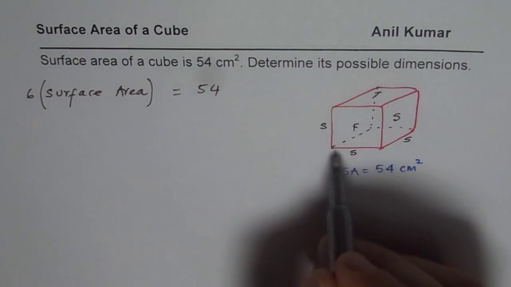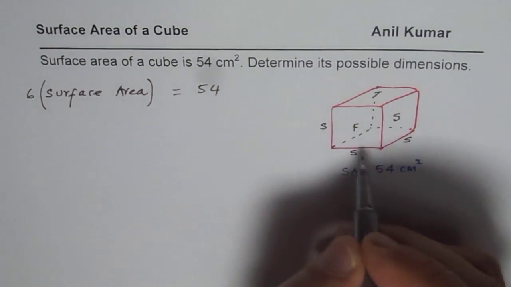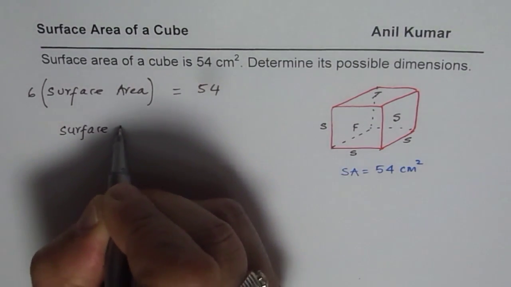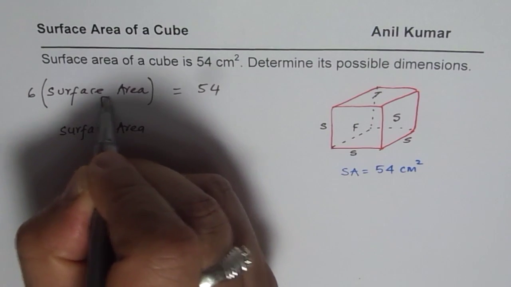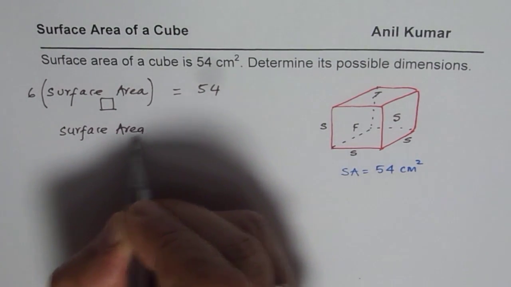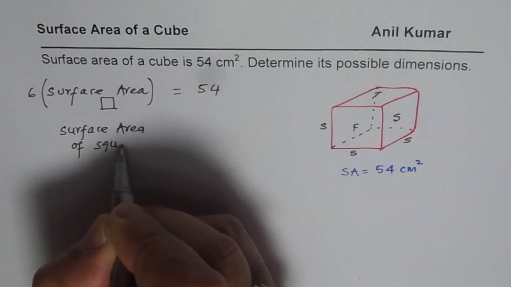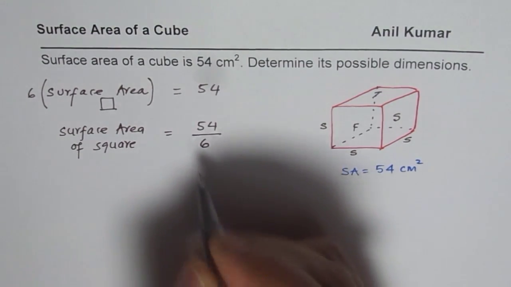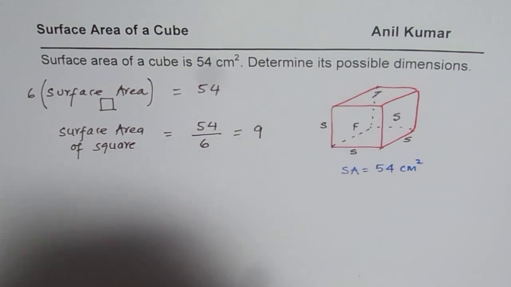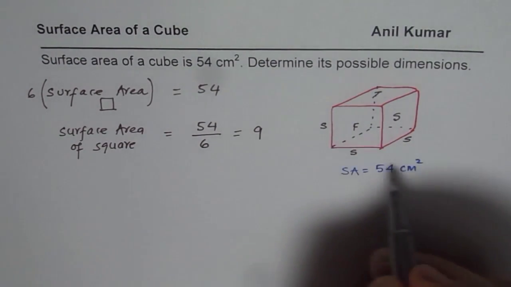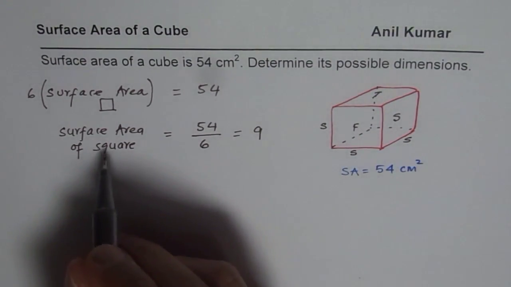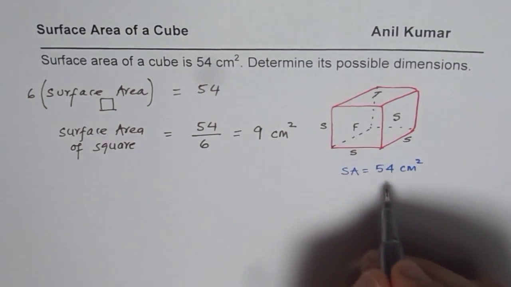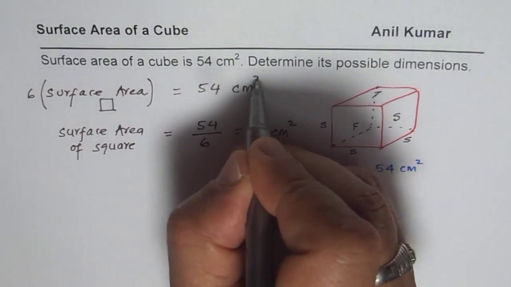So the surface area of each is how much? These are the small ones, correct? This one is a square, so the surface area of a square should be 54 divided by 6, and 54 divided by 6 is 9. So it is 9 units, which is in centimeters. Let me write 9 centimeters square, since we are given the surface area in centimeters squared.